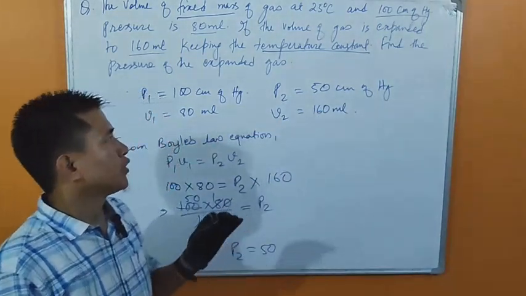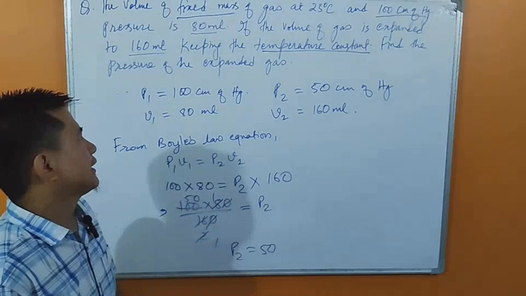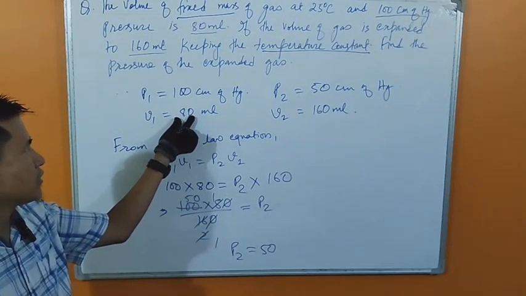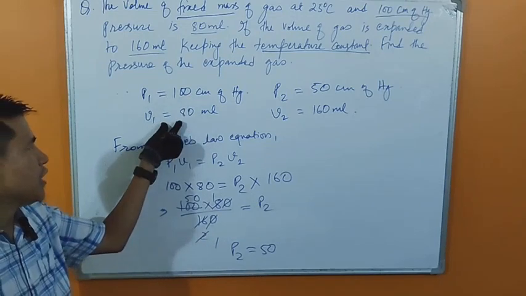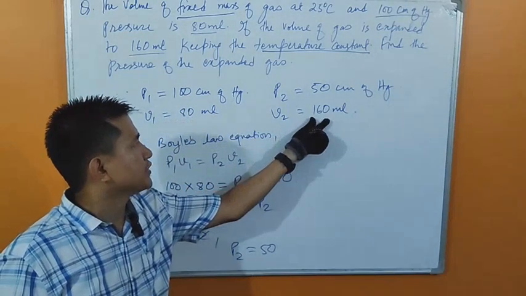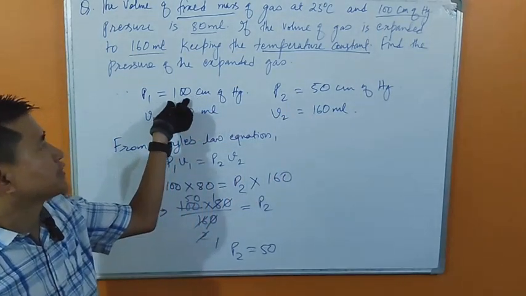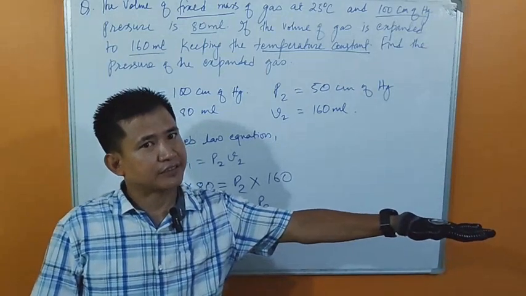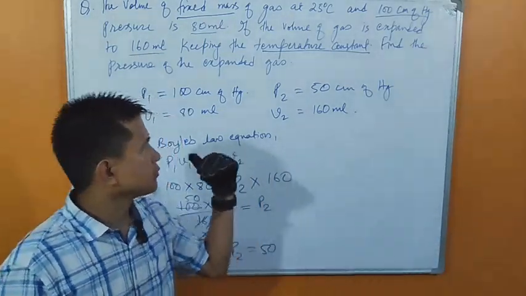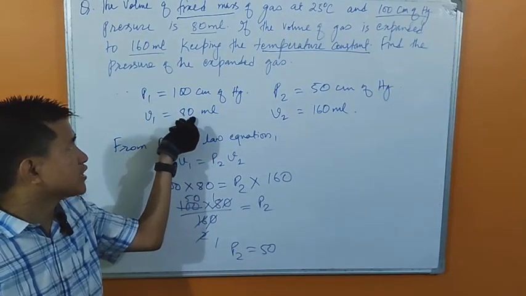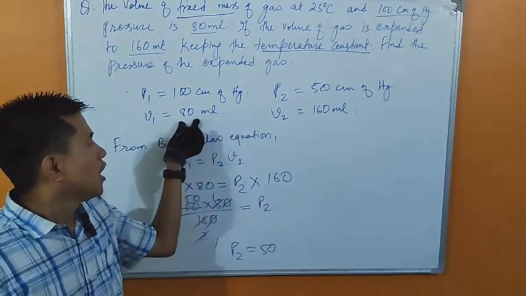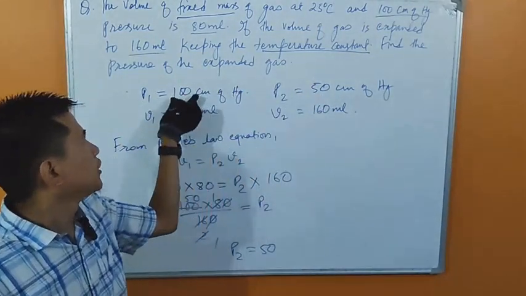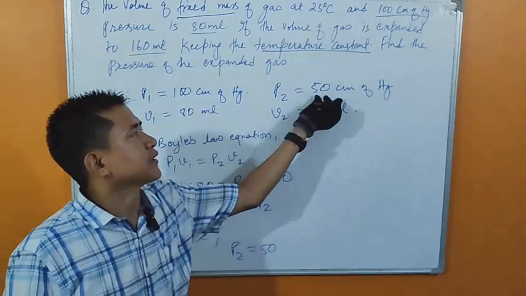The question is solved, but what I want you to understand is when volume was 80 ml, pressure was 100. Volume is doubled to 160 ml. What happens to pressure? Pressure is halved. Means when volume increases, pressure decreases. We know that when volume increases, pressure decreases. Volume is increased from 80 to 160. How much did it increase? Doubled. So pressure should be halved. Pressure was 100 cm of Hg. Now pressure became 50 cm.